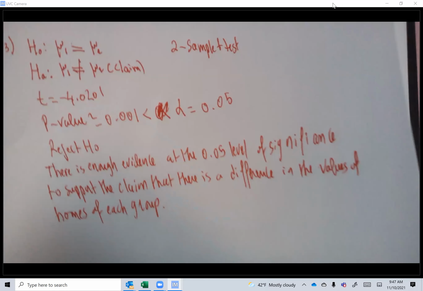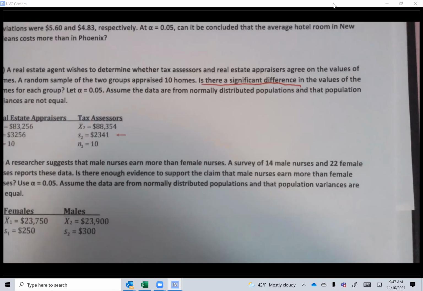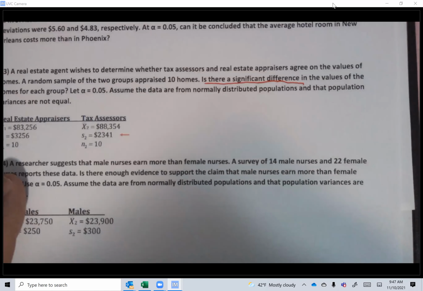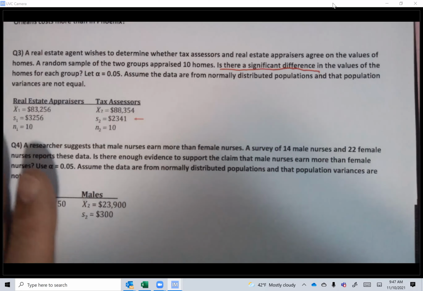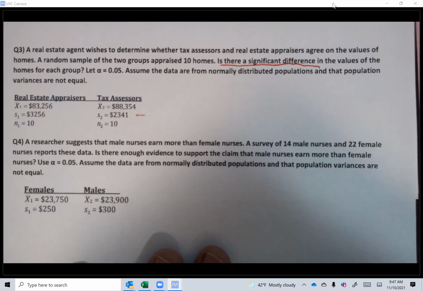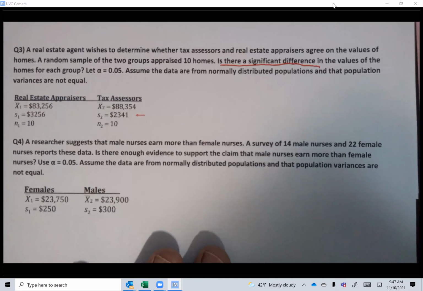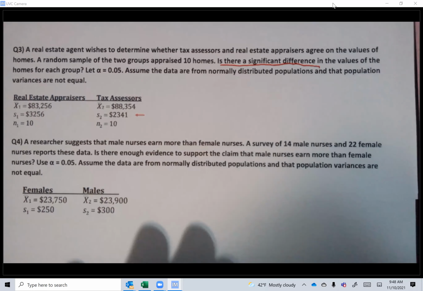Okay, let's do the other one. Question 4. You're ready for the next question. A research suggests that male nurses earn more than female nurses. So that's the claim, that male nurses earn more than female nurses.